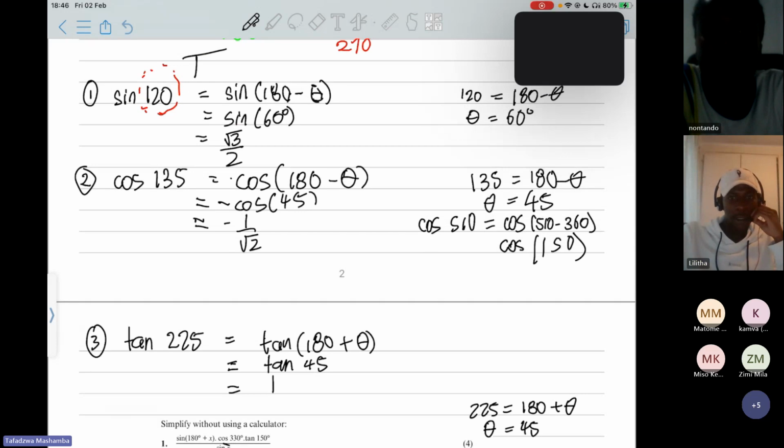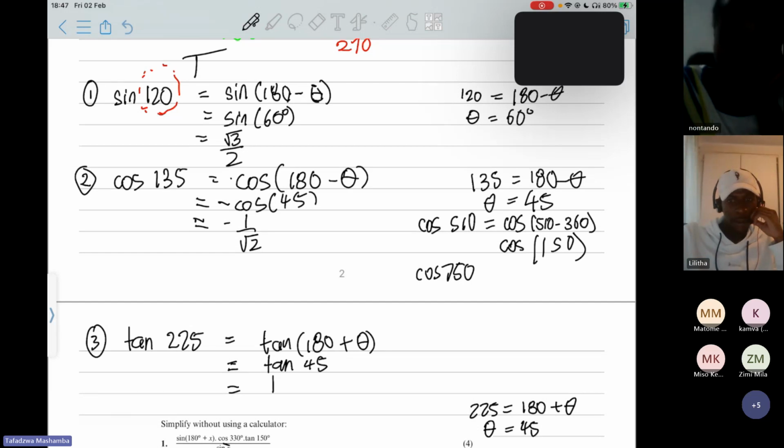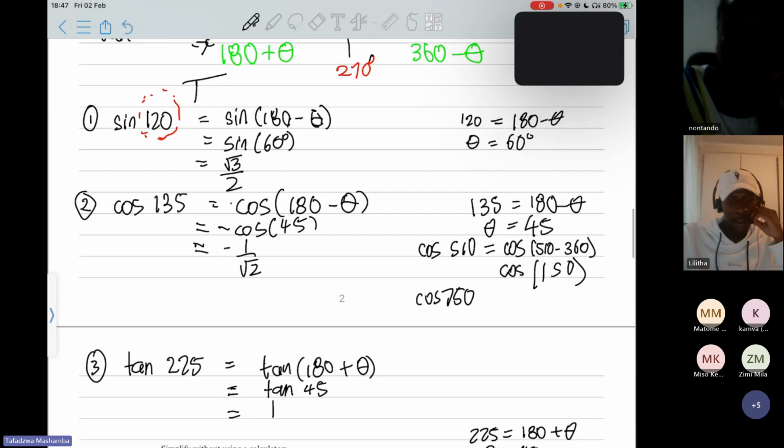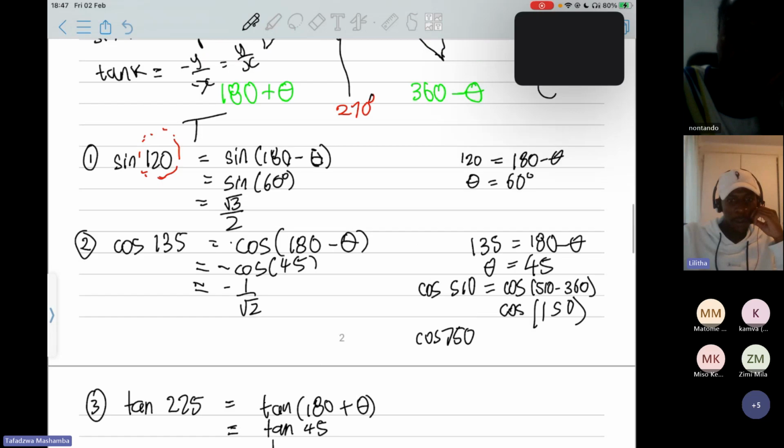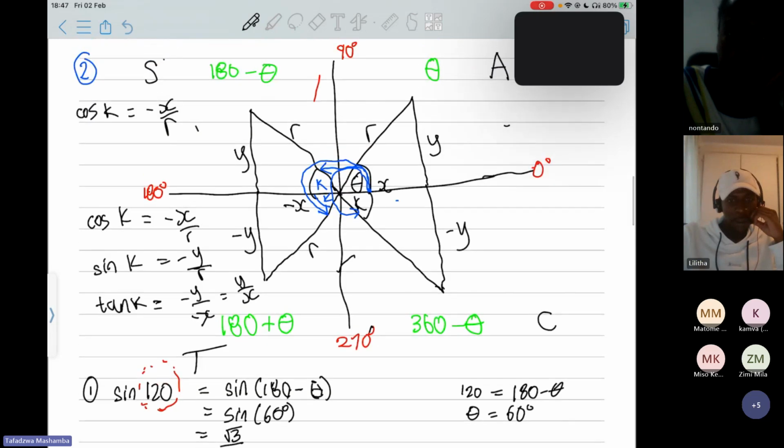And that applies even if you have something like cos of 750. Can you see 750 is a very big number? So what you do is you subtract 360. And then if you're still out of bound, you subtract 360 again. So the essence of this is you can subtract as many 360s as you can, as long as you get to the point where you are between 0 and 360. I understood, sir. Thank you for the answer, sir.